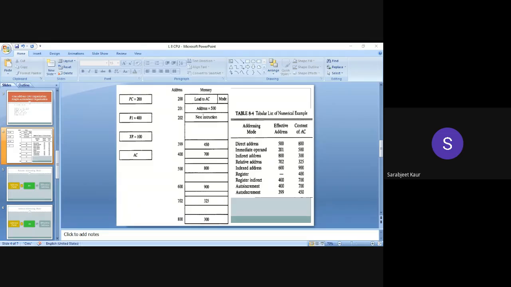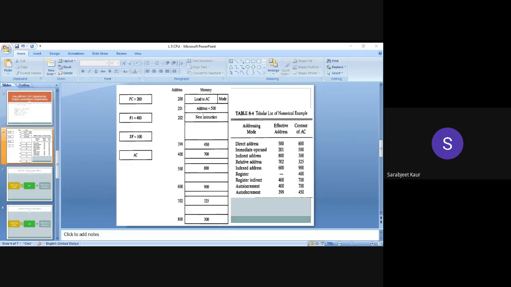Now we are going to look at 3 modes. Here only 2 are listed, relative and indexed. I will be doing one more with you. The first addressing mode I'm going to discuss is the relative addressing mode. In the relative addressing mode, the effective address is found by adding the value of the address field to the PC. So if this is my address field and the value of PC is now 202, then the effective address will become 702.